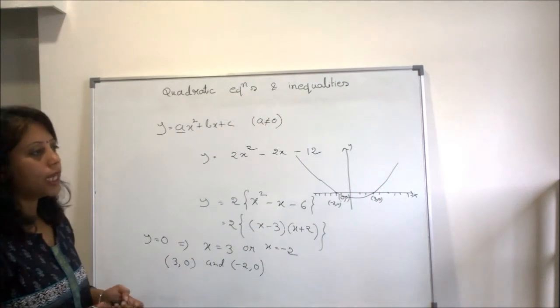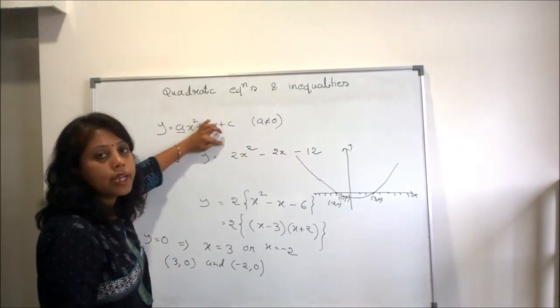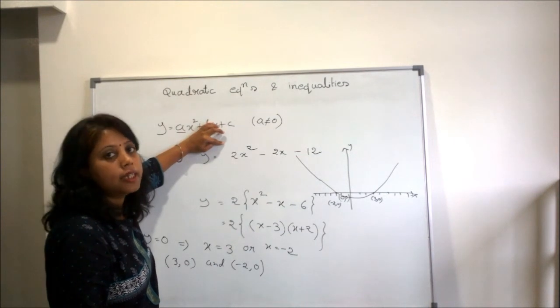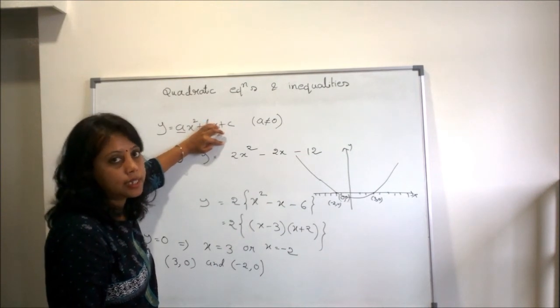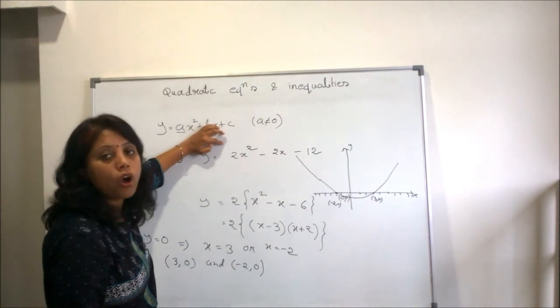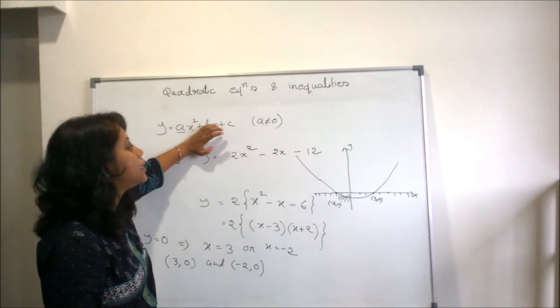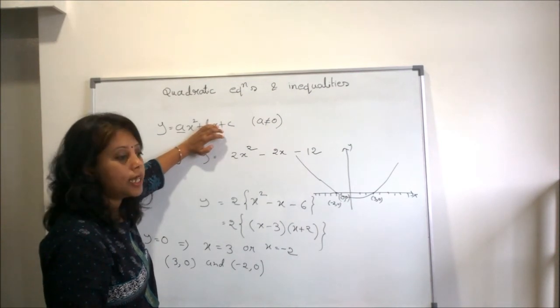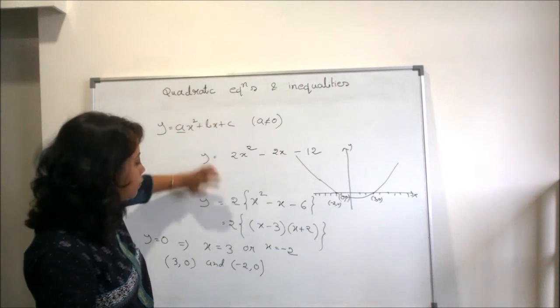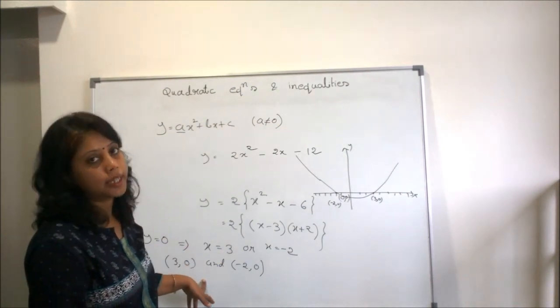So one thing we can conclude here: if the given expression can be factorized, then it touches the x-axis. Okay. It may touch or intersect. If we get one point, then it touches the x-axis, and if we get 2 points, that means it intersects the x-axis.